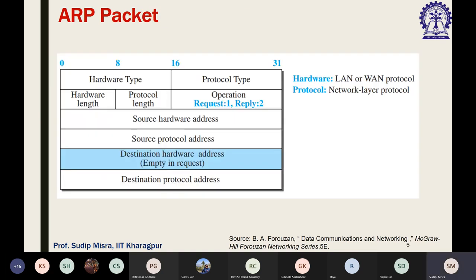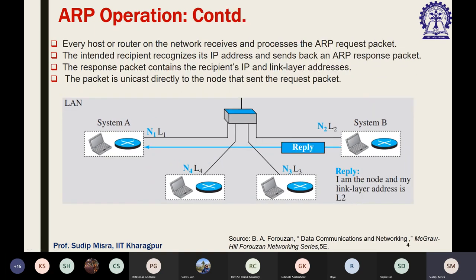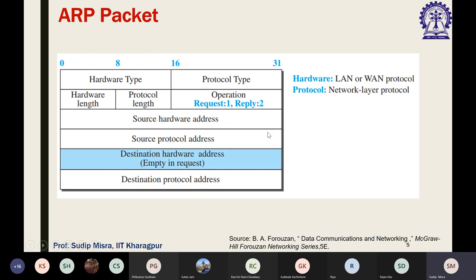So I hope that this is the crux, basically, right? This is how ARP operates, and this is the crux. If you have understood this, then you have understood most of it. The rest of the things, like the ARP packet structure, etc., please go through yourself.